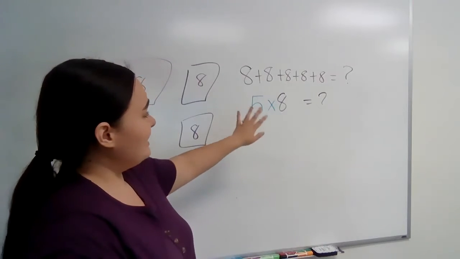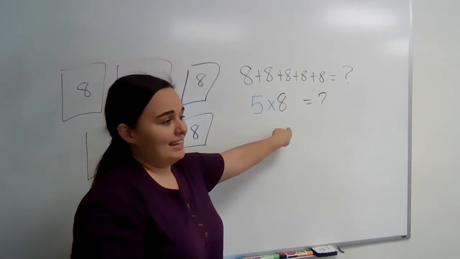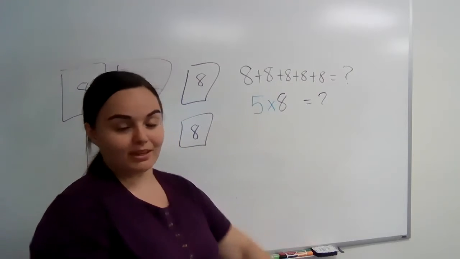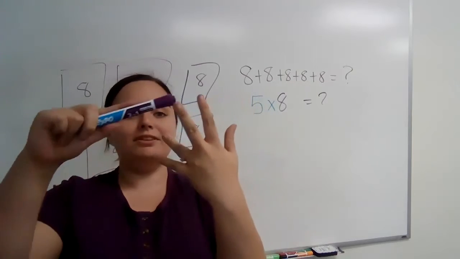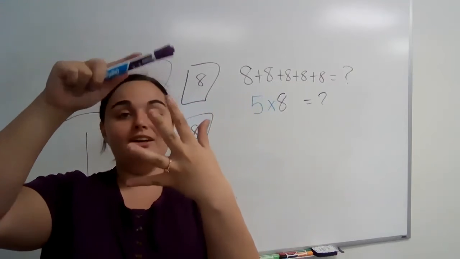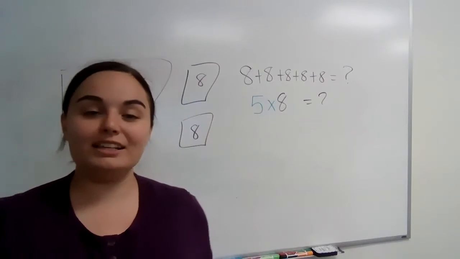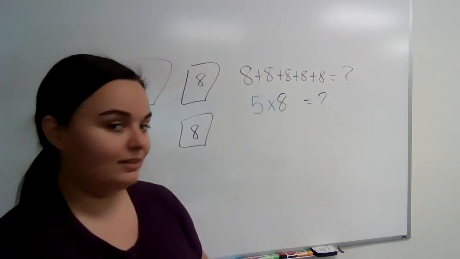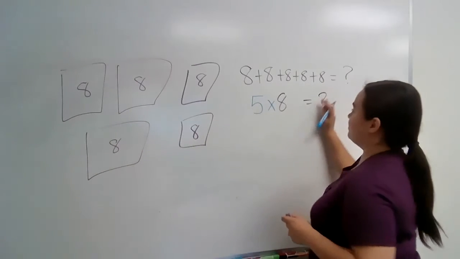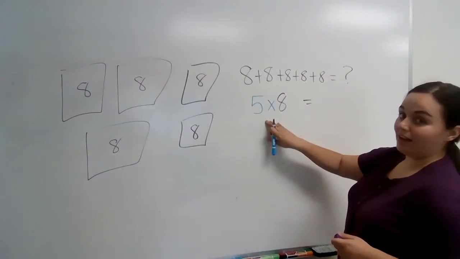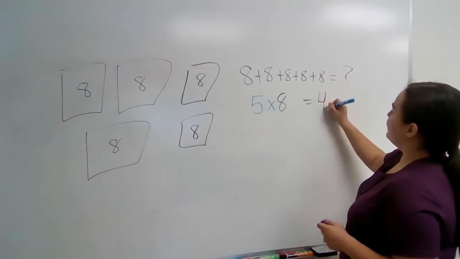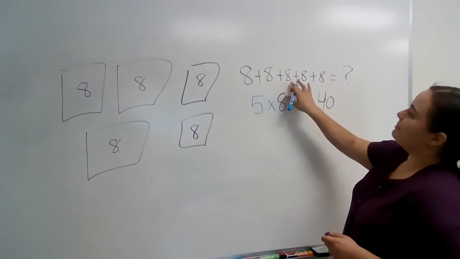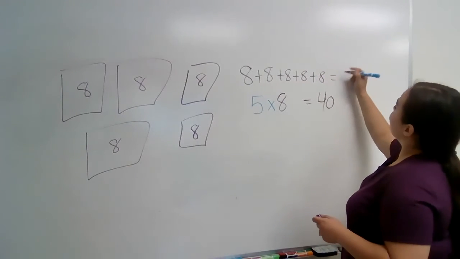So instead of trying to do 8 plus 8 plus 8 plus 8 plus 8, we can do 5s. So we can do 5, 10, 15, 20, 25, 30, 35, and our last one, for 8 5s, would be 40. So that gives us our answer. So 5 times 8, 5 groups of 8 equals 40, or 8 plus 8 plus 8 plus 8 plus 8 equals 40.